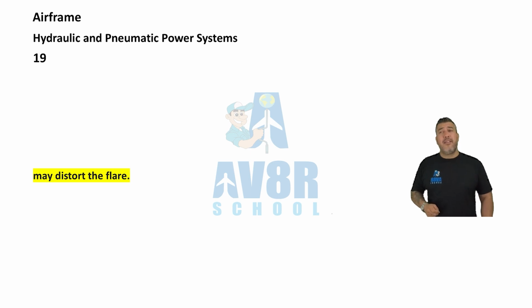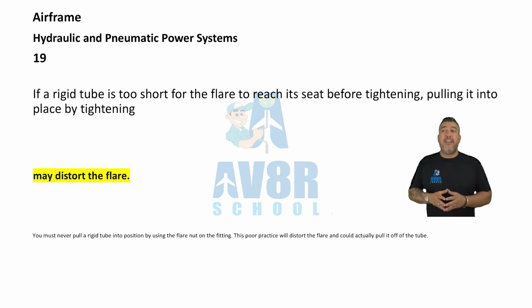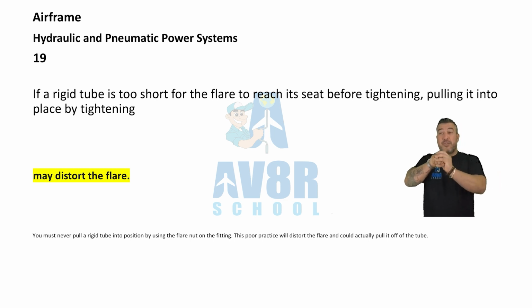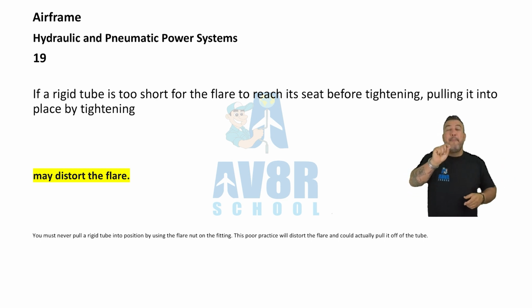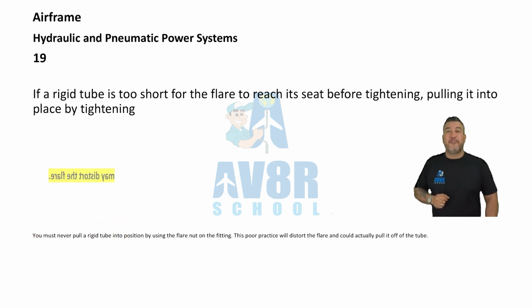Number 19. It may distort the flare. So if a rigid tube is too short for the flare to reach its seat before tightening, pulling it into place by tightening may distort the flare. You got that? It may distort the flare.